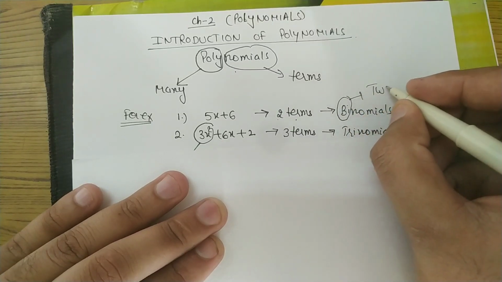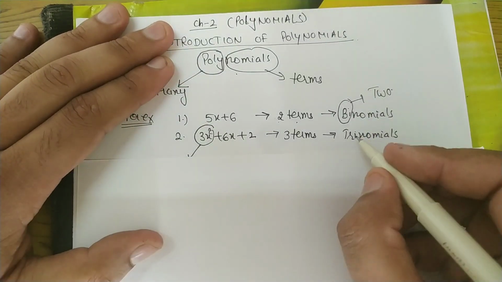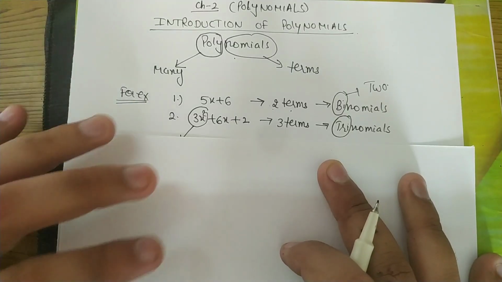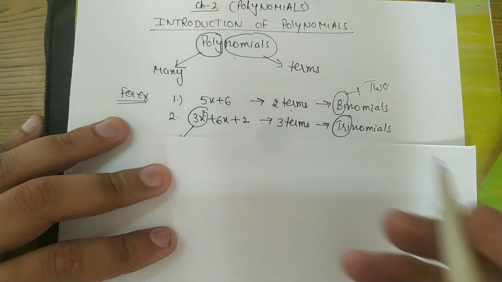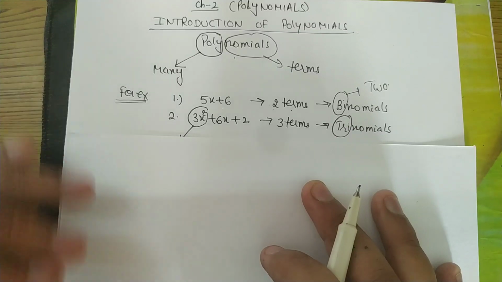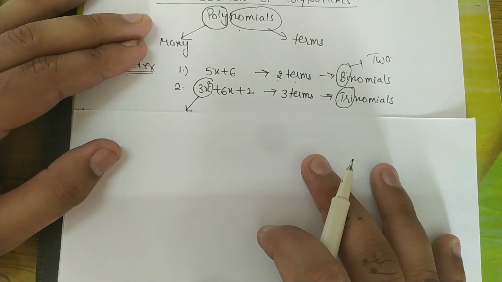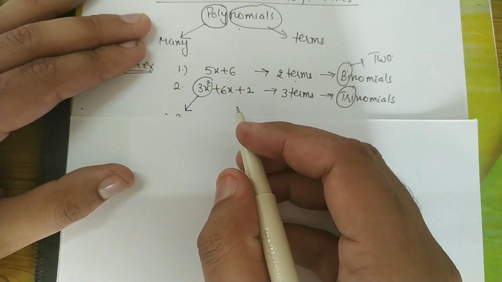Binomial means two. And if it has three terms, it is called a trinomial, tri means three terms. So understood? So polynomials, if it has two terms, it is called binomial. If it has three terms, it is called trinomial, meaning three terms. Now if you see, each term is separated by either positive sign or negative sign, doesn't matter.